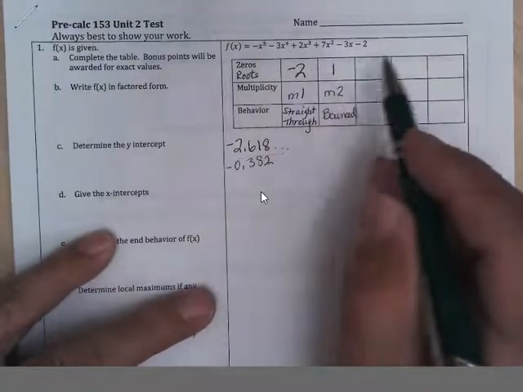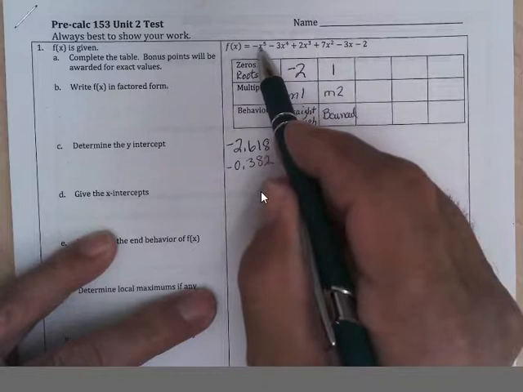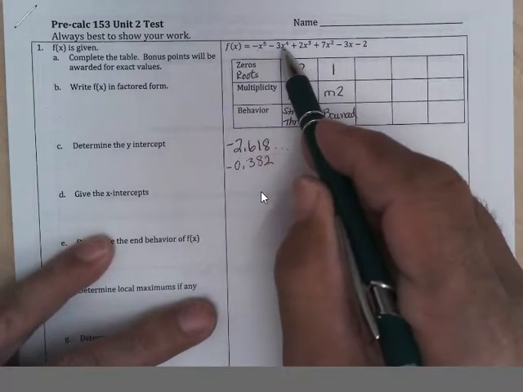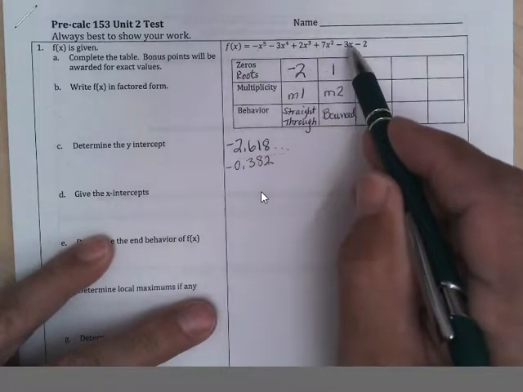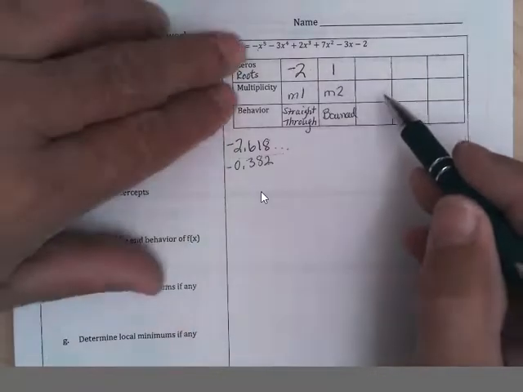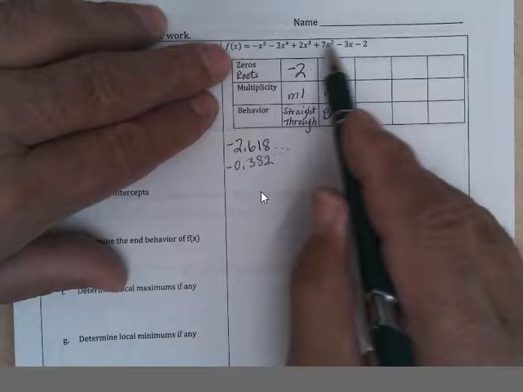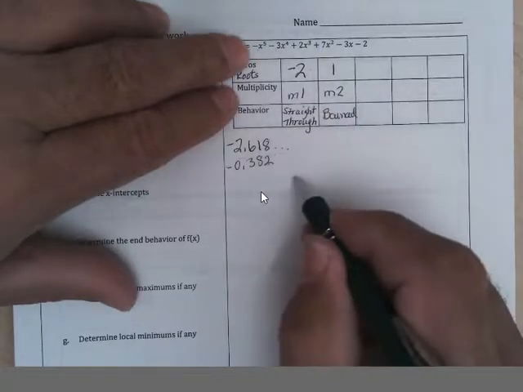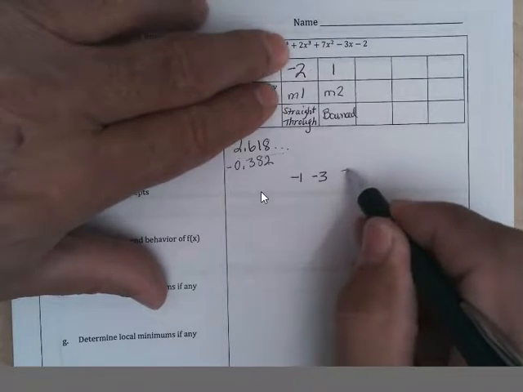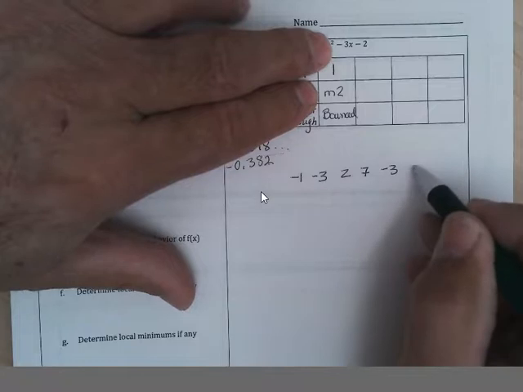To do synthetic division, I write the coefficients in decreasing power of x, and I'm going to make sure I have all the powers. x to the 5th, x to the 4th, x to the 3rd, x to the 2nd, x to the 1st, and no x, so I have them all. There's not an x in common, so I can't pull that out. I didn't get a 0 for a root, which would mean I could pull an x out, so I'm going to write down -1, -3, 2, 7, -3, -2.